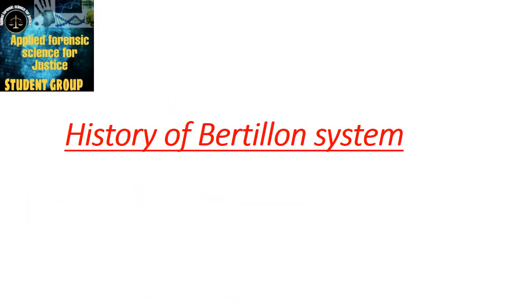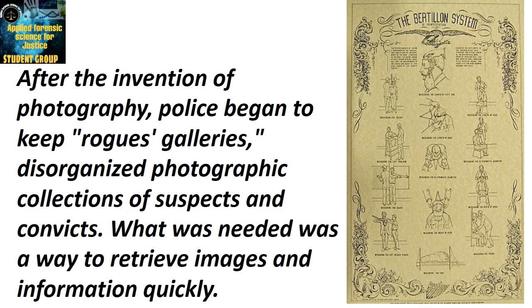History of Bertillon System. After the invention of photography, police began to keep a rough gallery, a disorganized photographic collection of suspects and convicts. What was needed was a way to retrieve images and information quickly. In 1879, Alphonse Bertillon invented a method that combined detailed measurements and classification of unique features with a photo and profile photograph of the suspect, and which recorded the information on a standardized card in orderly files.